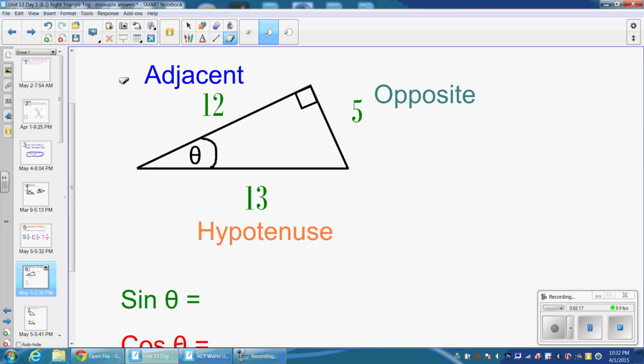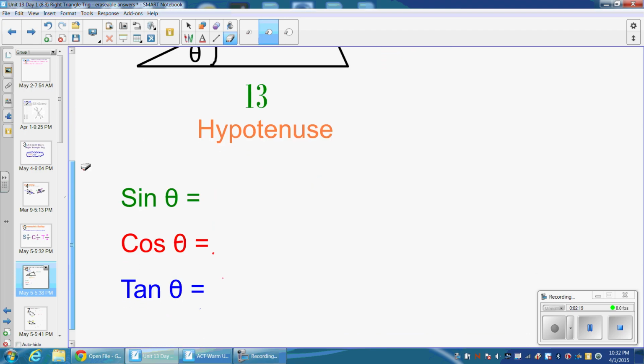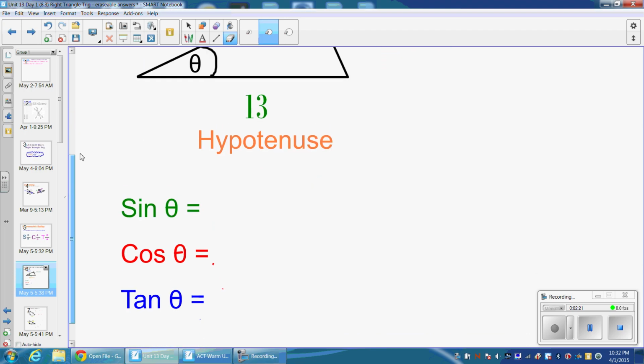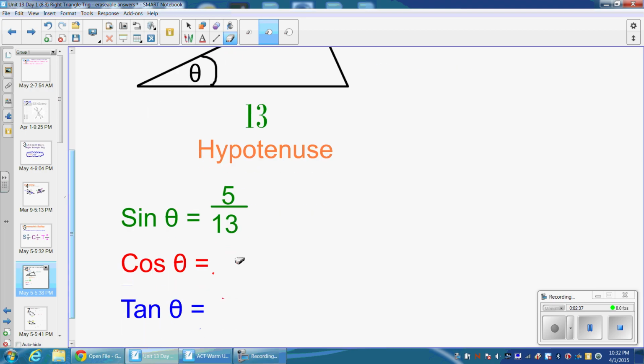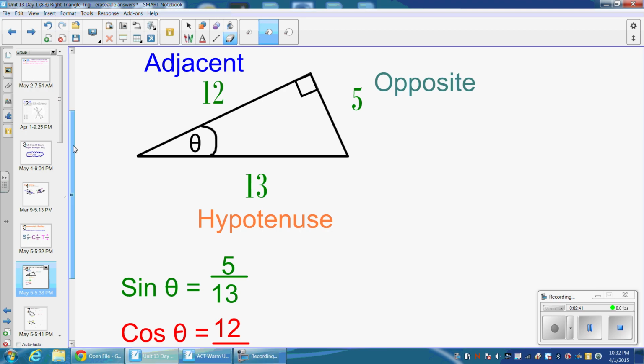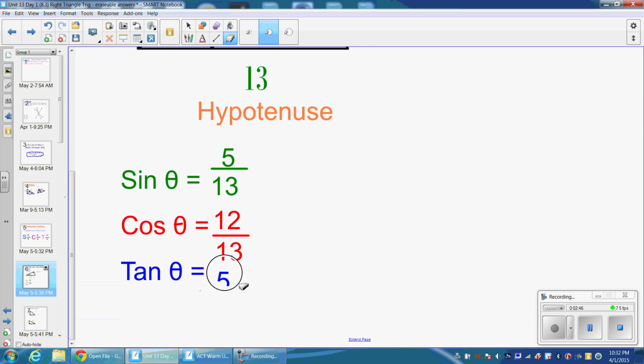So if I remember my SOHCAHTOA, sine is the opposite over the hypotenuse. So the opposite side is 5 over the hypotenuse, which is 13. Cosine is the CAH part of the SOHCAHTOA, which is the adjacent over the hypotenuse. So that's 12 over 13. And lastly, tangent is the TOA part, which is the opposite over the adjacent. So that's 5 over 12.